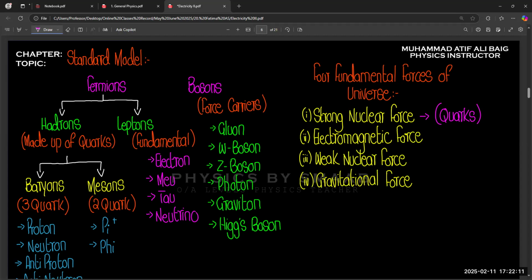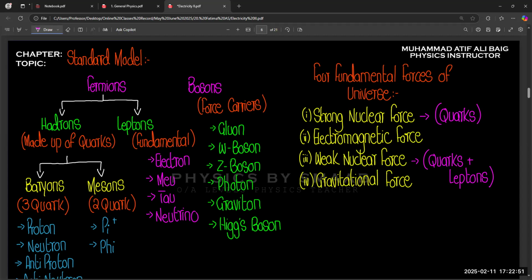And if we talk about weak nuclear force, weak nuclear force is due to quarks plus leptons. So when there is a combination of quarks and leptons, we will get weak nuclear force. When there is only a combination of hadrons or the quarks, there will be strong nuclear force. But when there is a combination of quarks and leptons, we will get weak force.